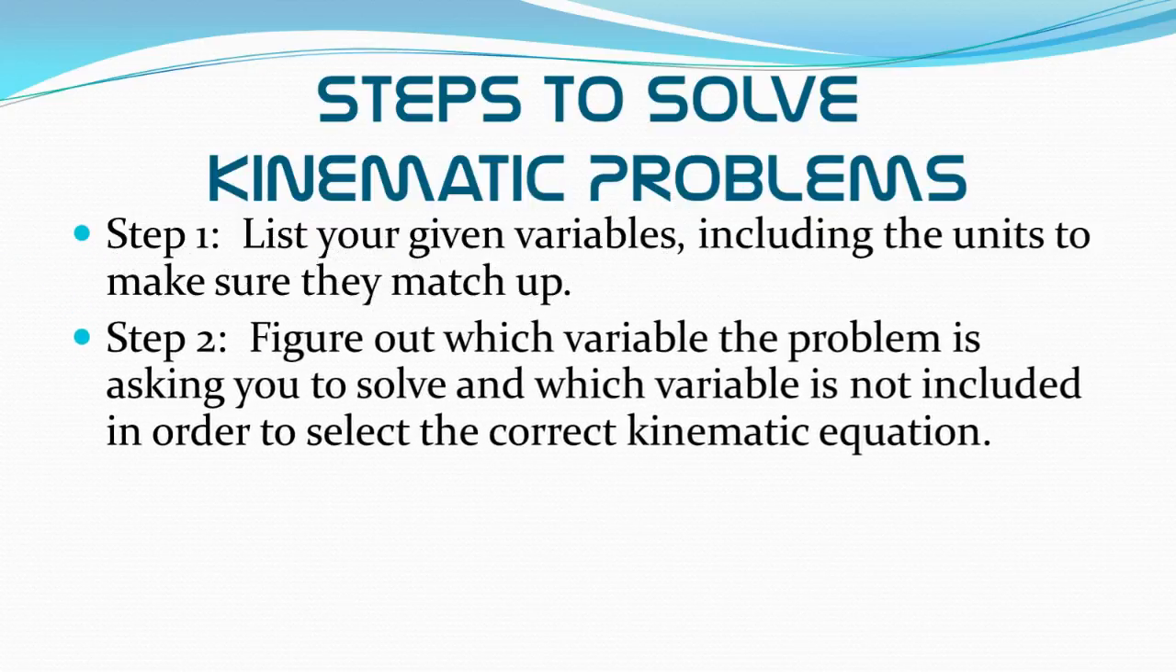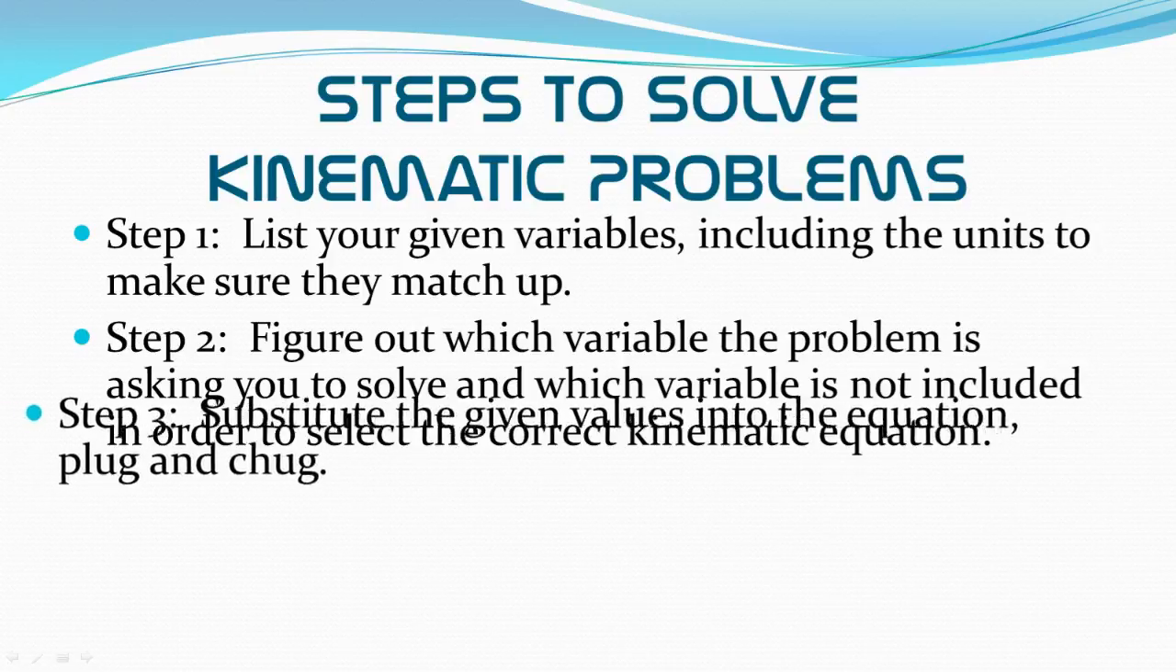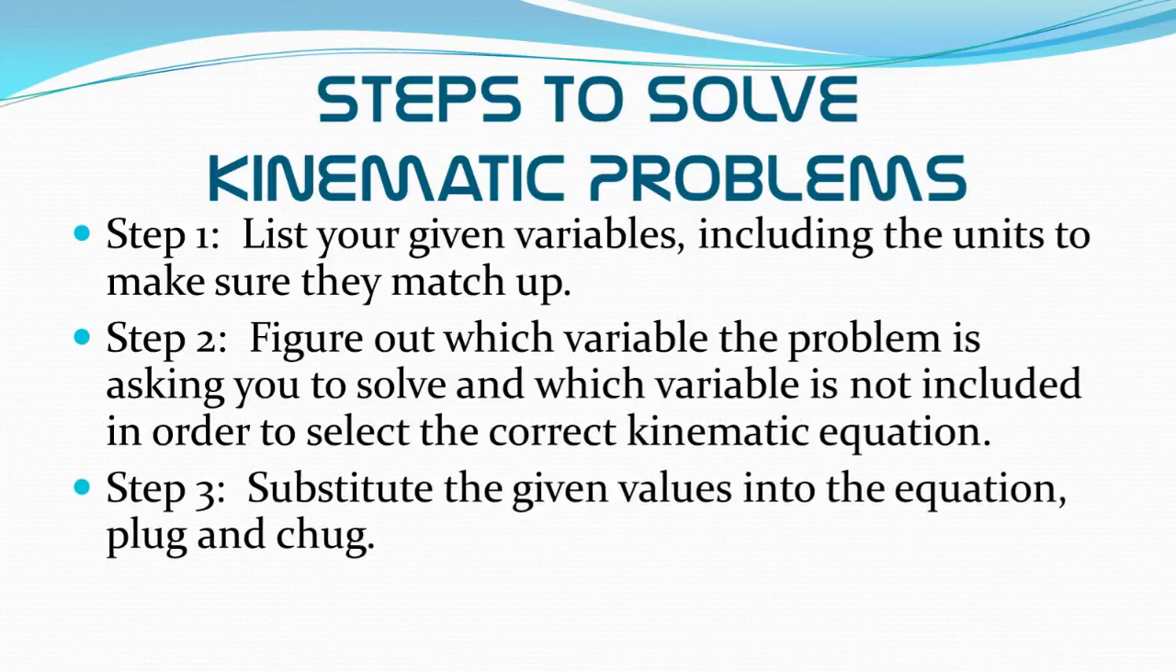Step 2, figure out which variable the problem is asking you to solve and which variable is not included in order to select the correct kinematic equation. If the word problem or scenario asks for the time, put a question mark next to t. That's what you're solving for. Whichever other variable is not given to you, that's what's not included. It's a process of elimination. You're given three pieces of information, you're given one to solve for, and then you're given one that's not included.